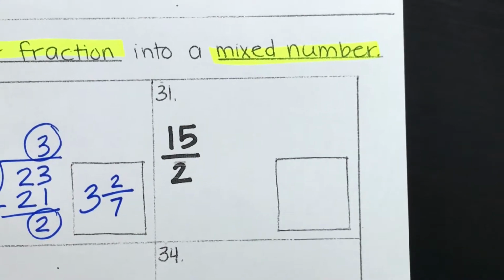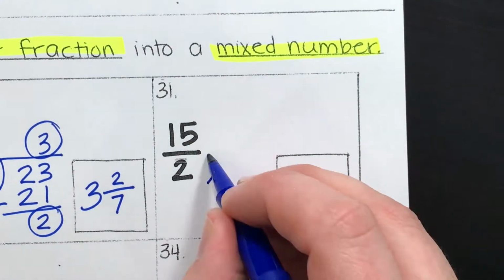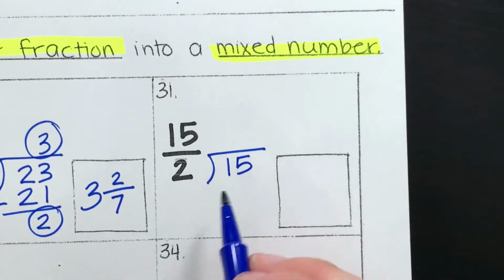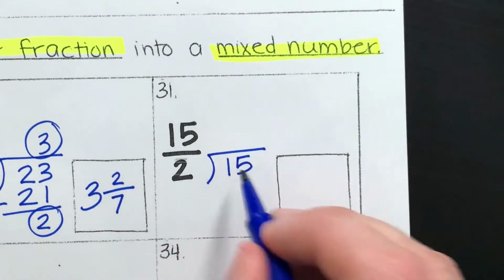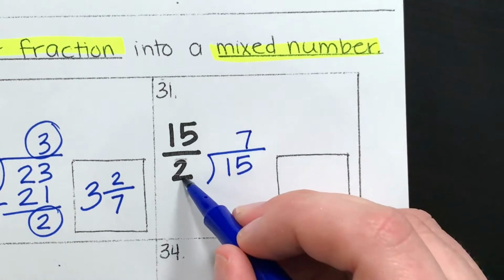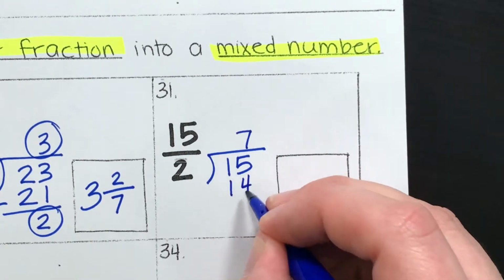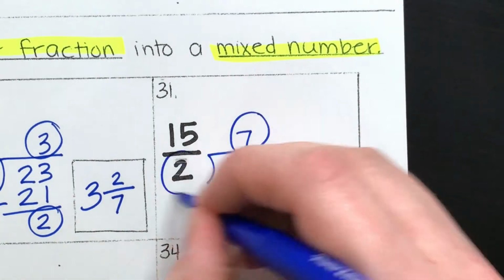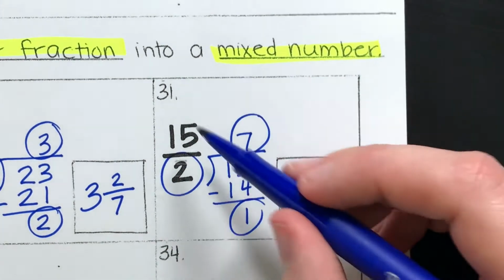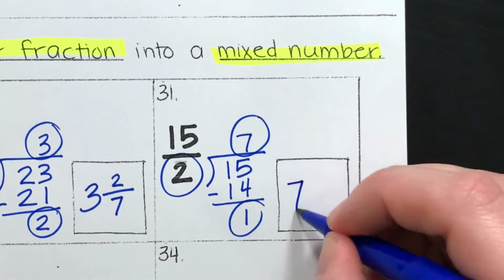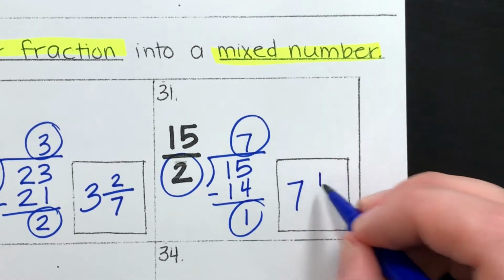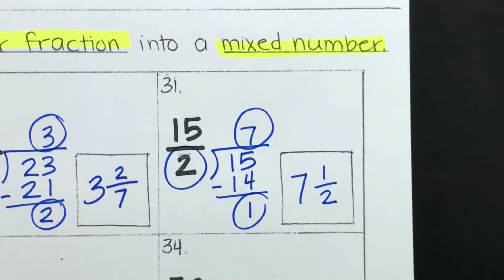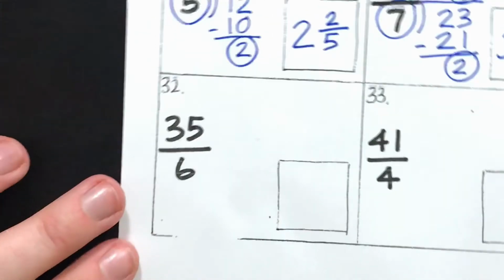Okay, number 31. Pull our numerator into the division bar, and then 2 goes into 15 7 times. 2 times 7 is 14. Subtract and get 1. So now we have, these are our 3 numbers. 7's our king, he's on the top. 1 is our numerator, and 2 is our denominator, 7 and 1/2.